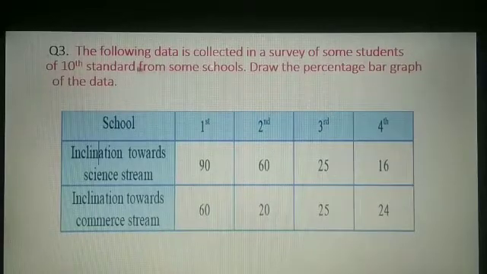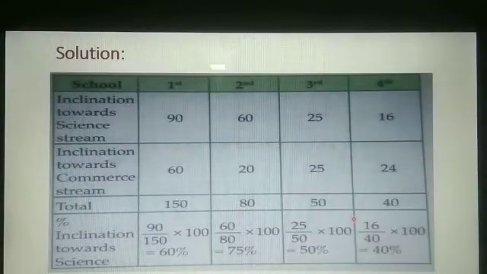So children, now we will start question number 3. The following data is collected in a survey of some students of 10th standard from some school. Draw the percentage bar graph of the data. As I told you, there are 4 schools, and the number of students whose inclination is towards science and commerce stream is given in the table. Let's see the solution of this table.